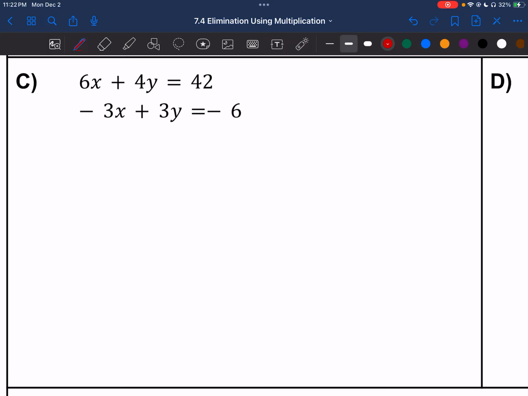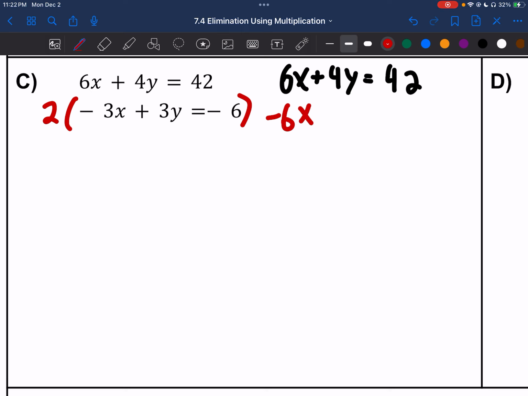Letter C. As I look at this, my bottom equation, I see that I can multiply that by 2, and I can get an additive inverse. So we'll have 6x plus 4y equals 42. That is going to stay. Negative 2 times negative 3 is negative 6x. 2 times 3y is 6y. And 2 times negative 6 is negative 12.